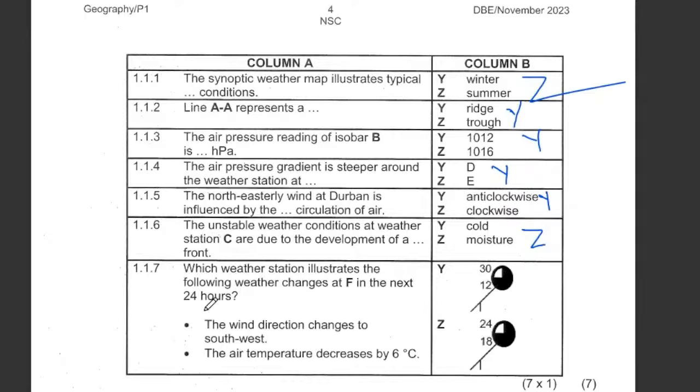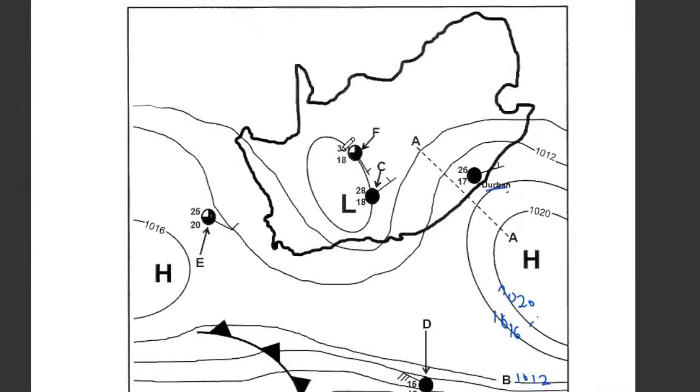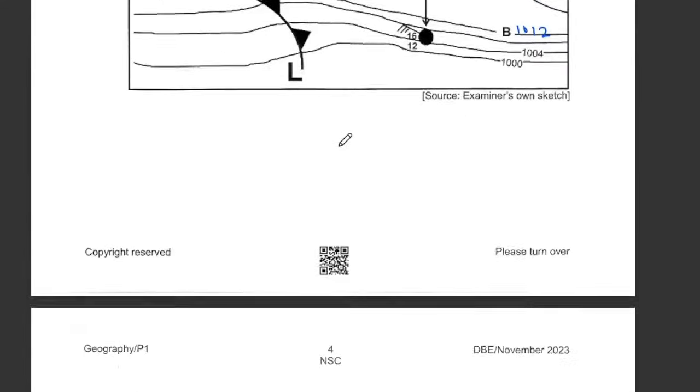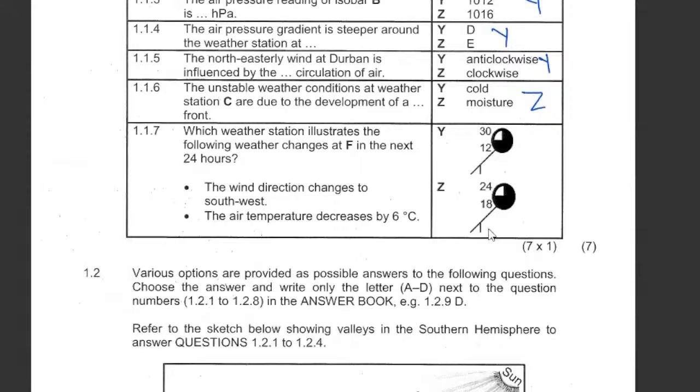Which of these station models illustrates the following weather changes at F in the next 24 hours? When you look at F, it is here. In the next 24 hours, that means the air pressure, which is basically on top. If we consider the conditions, the direction of wind changes to southwesterly, and the air temperature decreases by 4, that's Z.